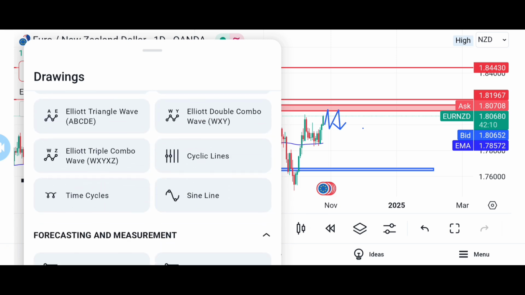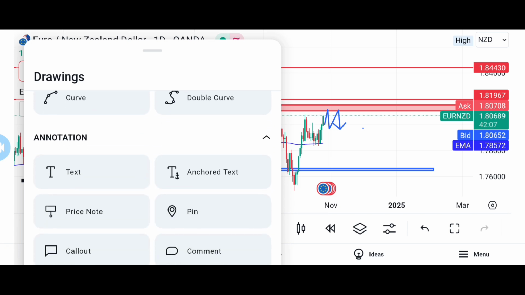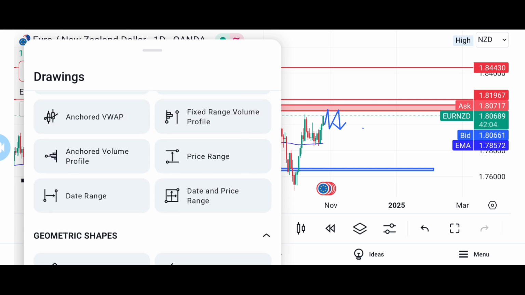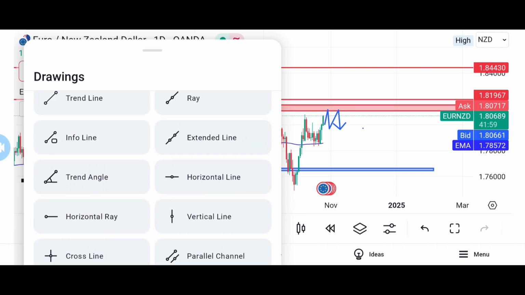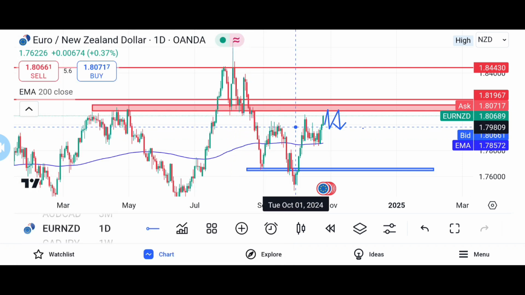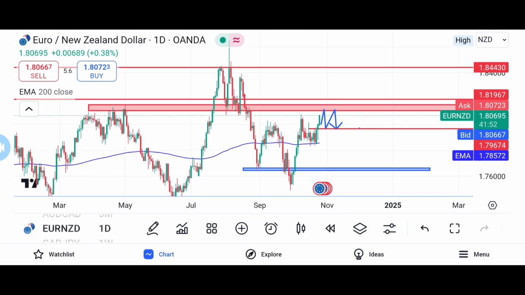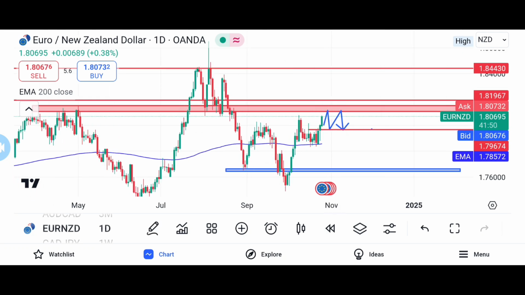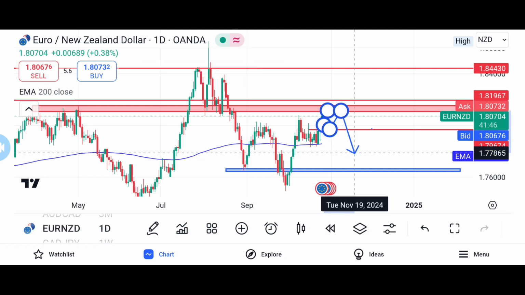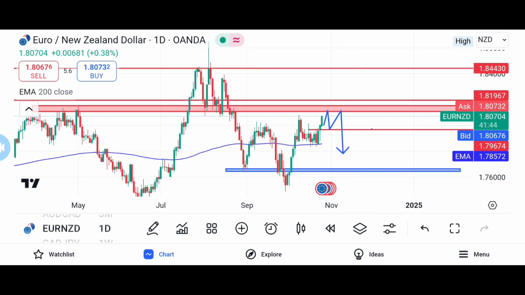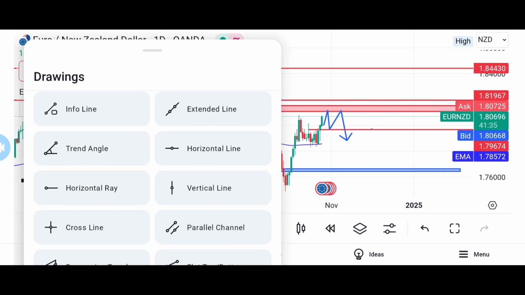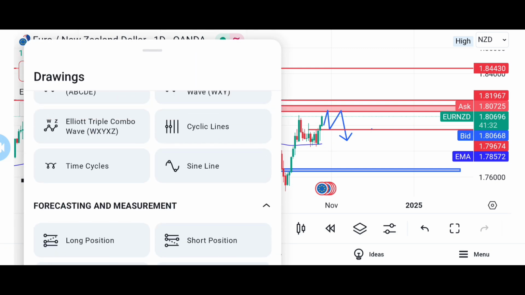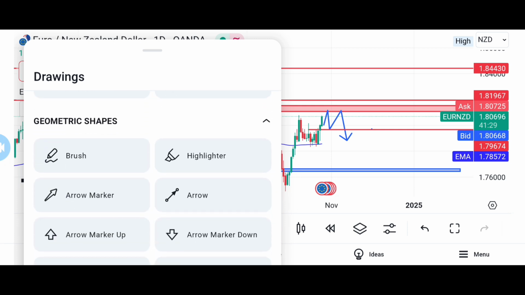Let me draw for you. This is what I'm expecting. I know it's not right to predict the market, but this is my expectation. We shall react, but I've seen it earlier. So this will be the neckline of the double top. Once that neckline is broken, like that, and then retested, that is what we are expecting.